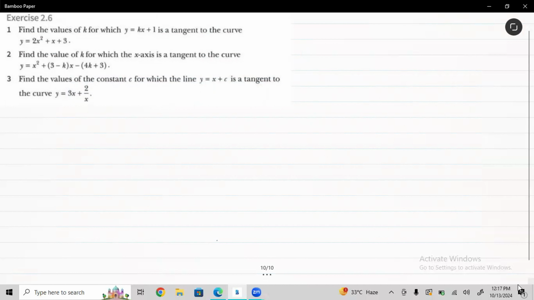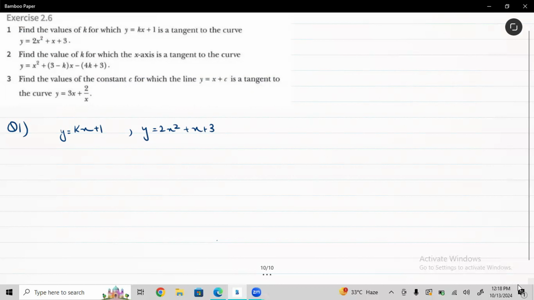It is mostly like the previous exercise, not big changes here. So for question number 1, we have: find the values of k for which y equals kx plus 1 is a tangent to the curve y equals 2x squared plus x plus 3. So what they've given us is two equations. One is the equation of a straight line, y equals kx plus 1, and the other one is a quadratic equation which allows us to form a parabola.